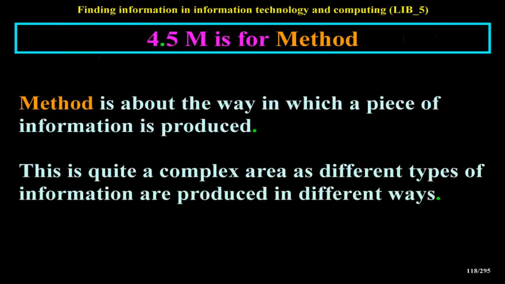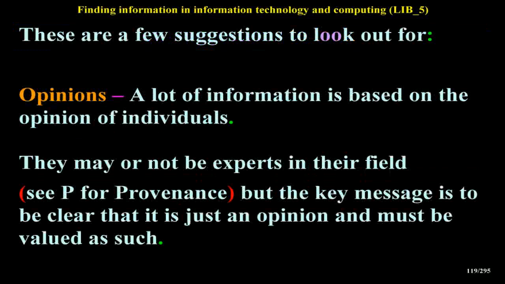4. M is for method. Method is about the way in which a piece of information is produced. This is quite a complex area as different types of information are produced in different ways. These are a few suggestions to look out for. Opinions. A lot of information is based on the opinion of individuals. They may or may not be experts in their field.